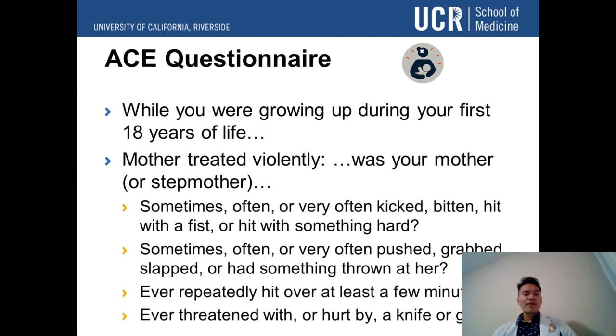Whether the mother was treated violently. So was your mother or stepmother kicked, bitten, hit with a fist, or hit with something hard? Was your mother pushed, grabbed, slapped, or had something thrown at her? Seeing a mother getting attacked like this is absolutely scarring for a person's mental health. So this is definitely something to recognize. And unfortunately, the fact that we're asking this means it happens, and it happens more often than we ever want it to. We would never want it to happen.